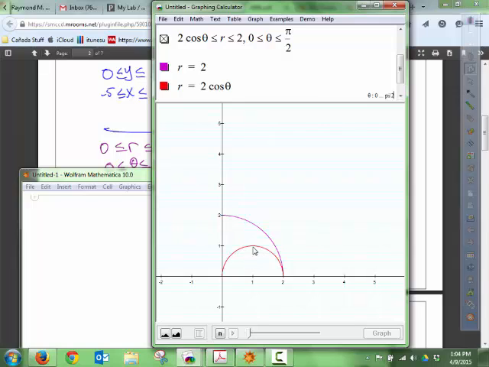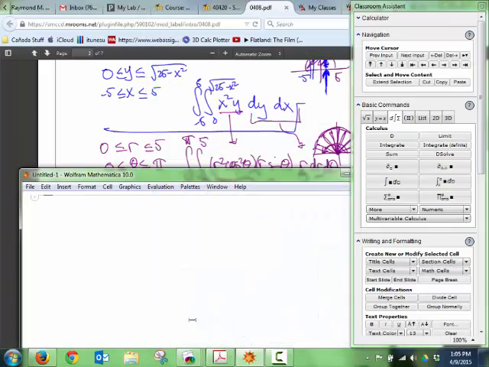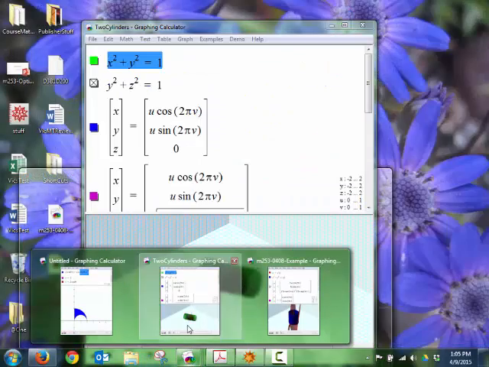And if you were confused as to what part of the circle that took up, we set up our integral with r going from 2 cosine theta to 2, and then theta went from 0 to pi over 2. So if we graph this, this is the piece of the graph that we would be looking at. Okay?